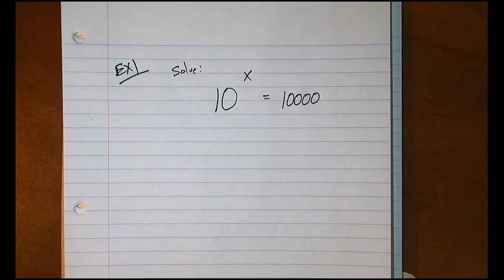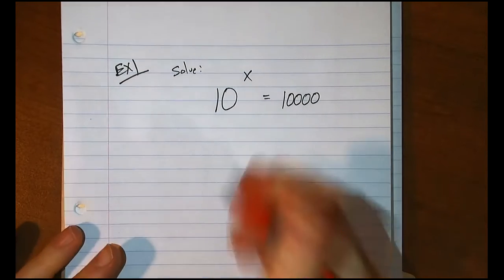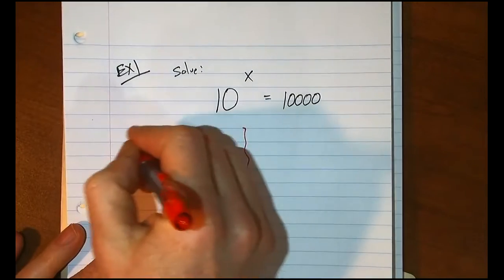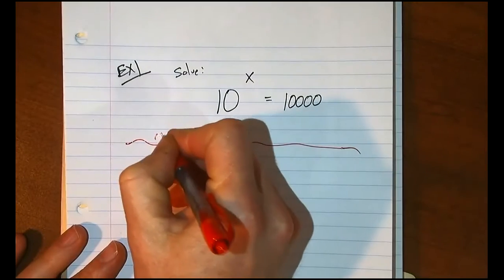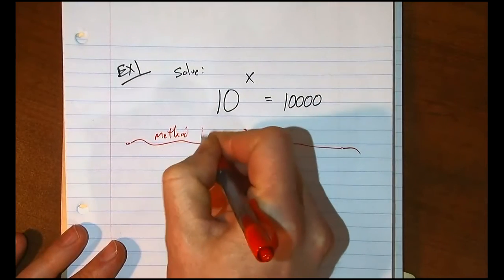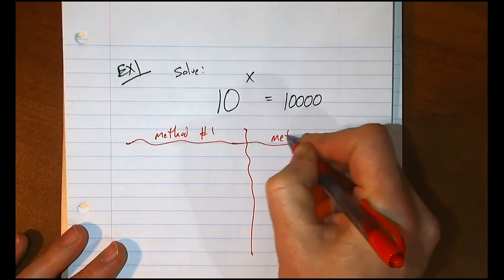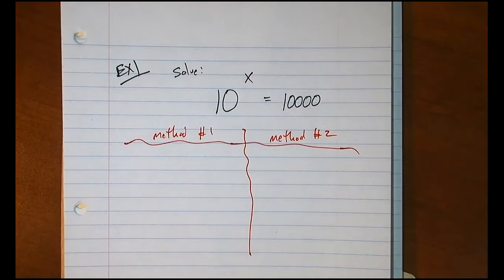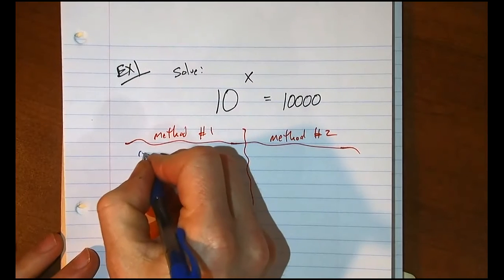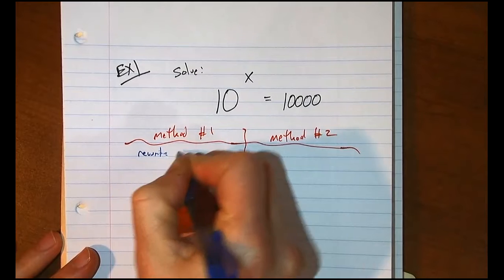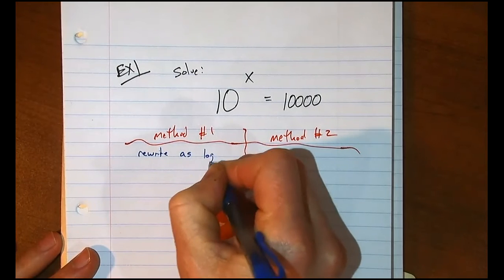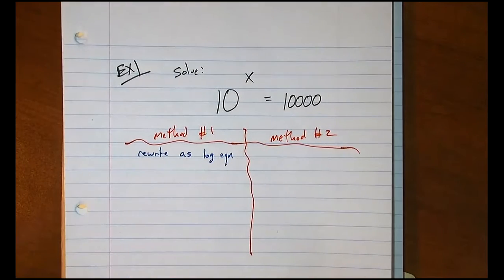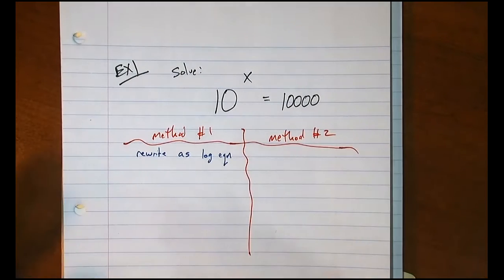All right, there are two different ways to think of this, and they are both completely valid. Every year I have some students who choose method number one, and other students who prefer method number two. It's 100% up to you which way you prefer. Method number one is to rewrite it as a logarithm equation. We did that in earlier videos about a week or so ago.